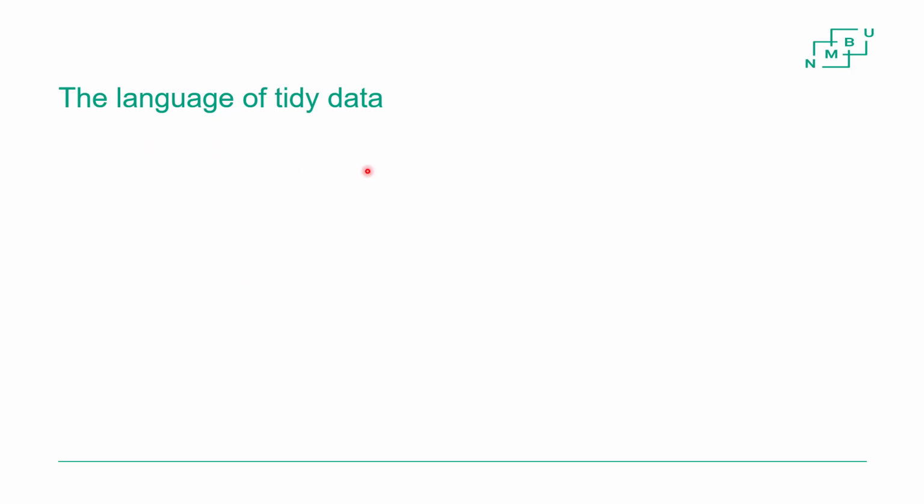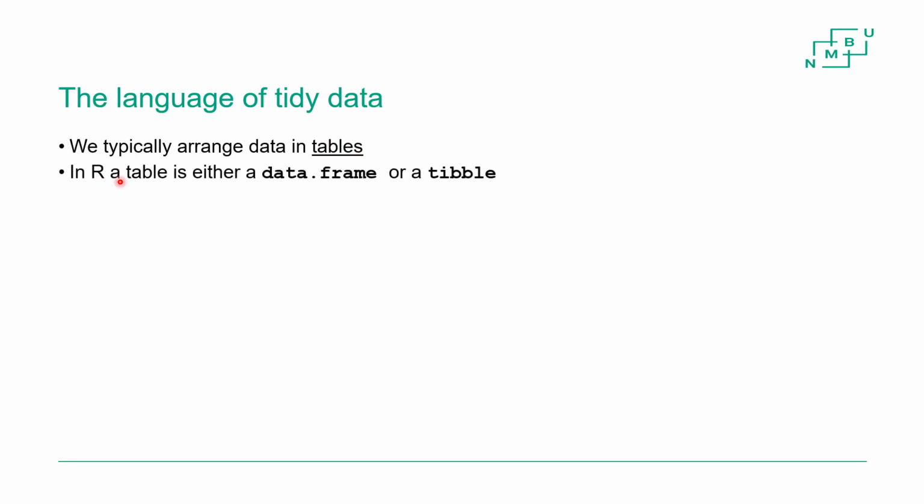So first of all, the language of tidy data. What am I talking about here? Well, we typically arrange data in tables. At least that's the word I would use, a table. In R, when it comes to implementing this, the table is either what is called a data frame or a tibble. And it doesn't really matter much to us whether it's a data frame or a tibble. These are two technical ways of implementing a table in R.